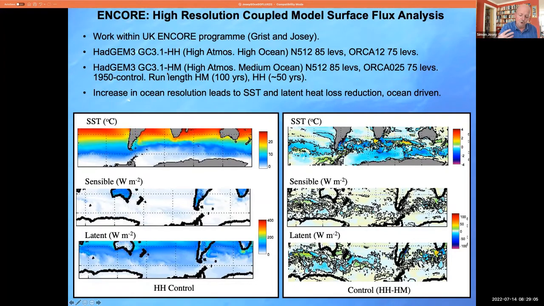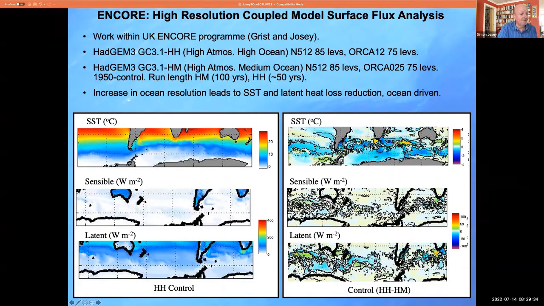There's been a lot of work, not just in the UK, but with other models elsewhere around the globe, looking at resolution dependence of many things, for example, Atlantic Ocean heat transport. What we found, or what Jeremy found, is interesting: the increase in ocean resolution leads to a reduction in the SST and the latent heat loss, which I think is ocean driven. What you can see is clearer in the SST.